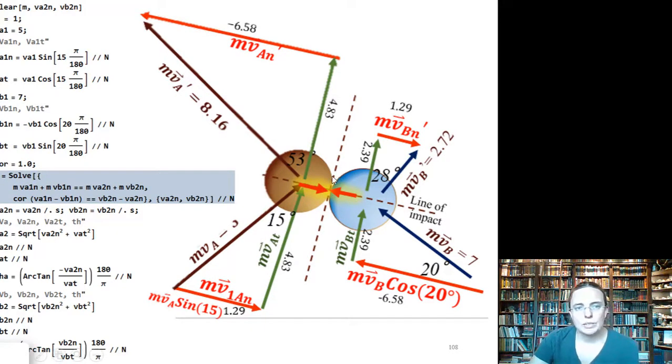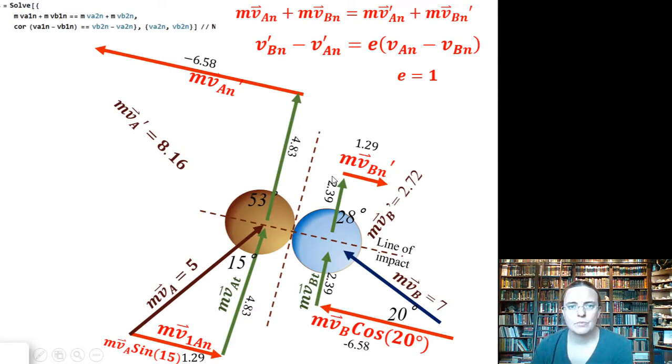So for this one, what I had was an incoming velocity of 5 for A and an incoming velocity of 7 for B. And maybe I know the angle in here, so I can break this up into tangent and normal components. So I have like 5 sine 15 and 5 cosine 15. And so I break everything up into its x and y components.